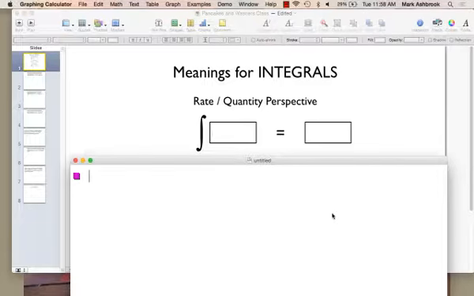So let's summarize here. Our meanings for integrals. When we have a rate, this is how we started. We talked about rates, rate of change, and quantity and accumulation perspective. I'm not asking for any expressions or mathematical notation here, just meanings. So when we take an integral in this perspective, rate of change, accumulation, what is it that we are integrating, or what would you put in that box in your own words? What would be the meaning of what we're integrating in this context?